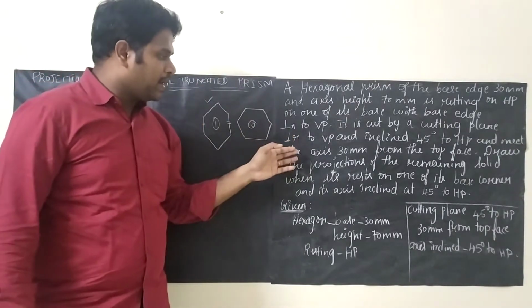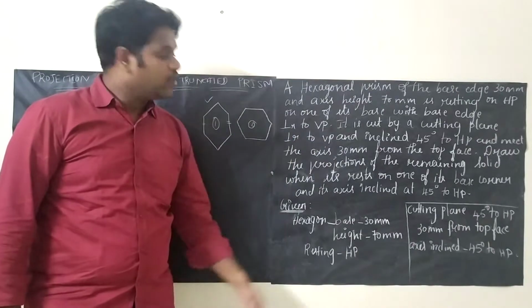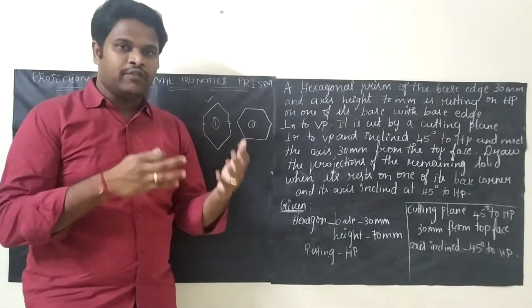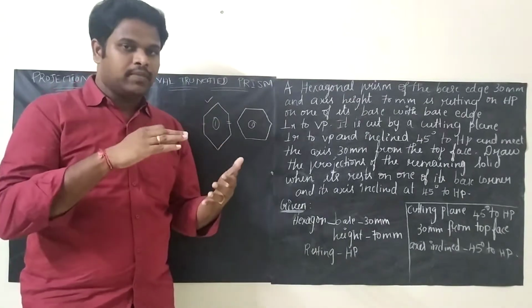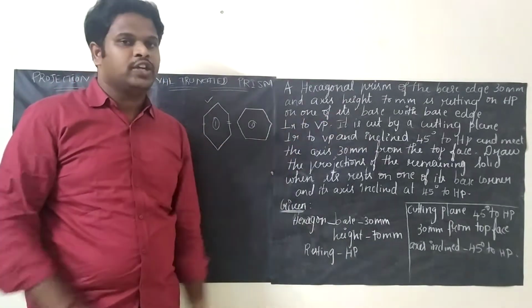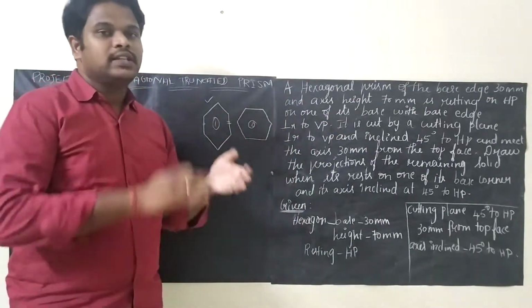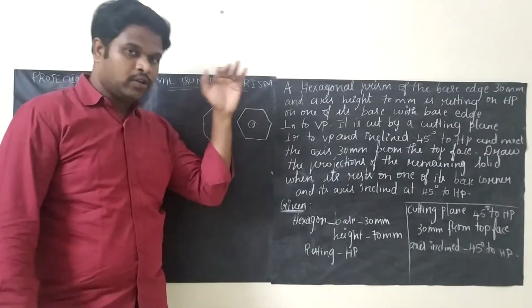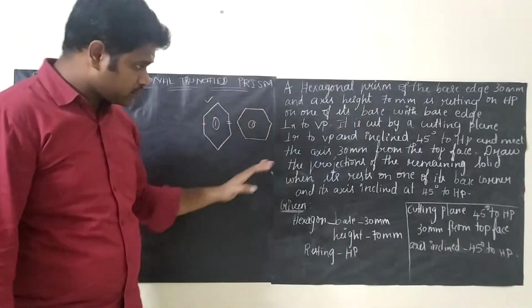It is cut by a cutting plane perpendicular to VP and inclined 45 degree to HP. So what I am telling is, once we draw the front view and top view, we will be drawing a cutting plane. That cutting plane is inclined 45 degree to HP. And one more thing is, the cutting plane will be meeting the axis at 30 mm from the top. From the top, it will be meeting at 30 mm.